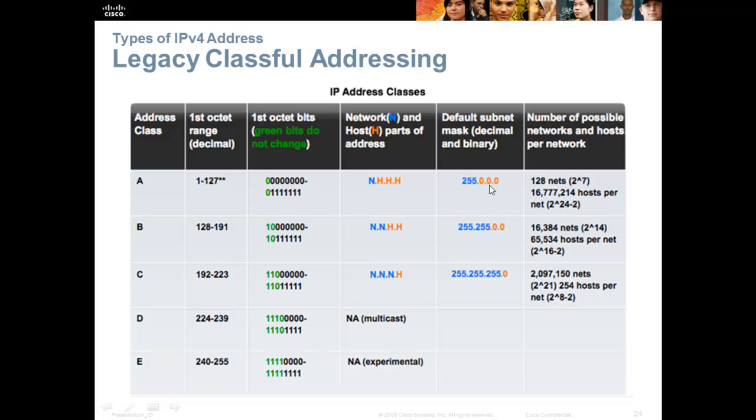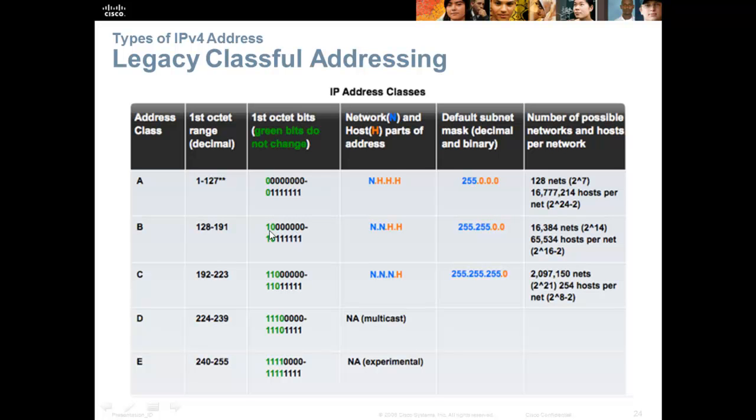The default subnet mask for a Class A is a single 255 with the rest zeros. What that's telling me is that the first octet is going to be used for the network portion, and the last 3 are going to be used for the host portion. So there's only 128 possible Class A networks in the world, but on each one of these Class A networks there can be up to 16,777,214 hosts. That's a lot of computers for a network.